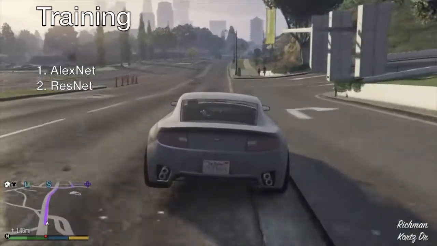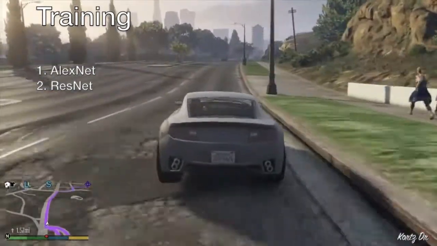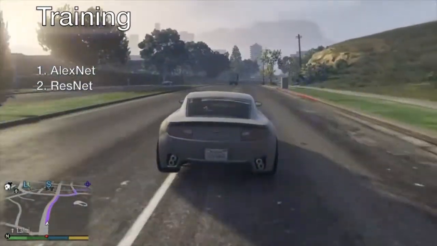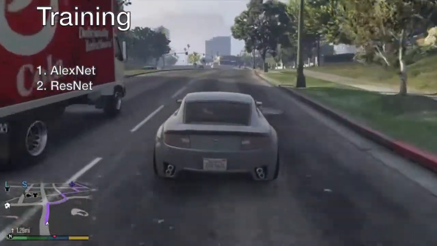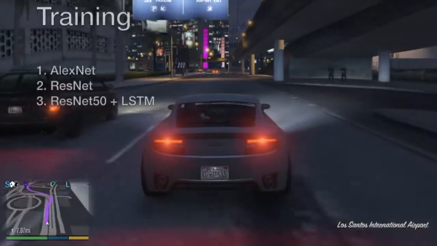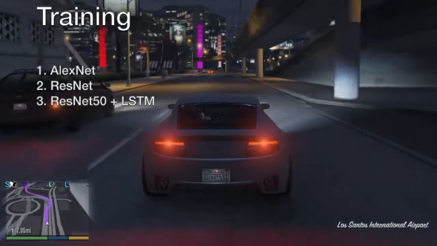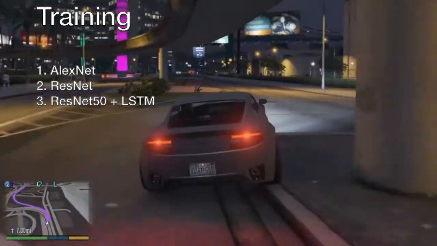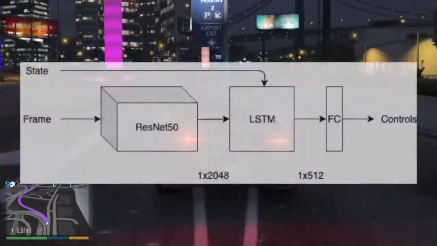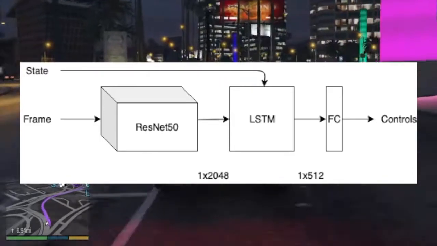Finally, we observed that while ResNet 50 was doing really well, it didn't have a good sense of speed and movement. To solve this problem, we introduced an LSTM cell before the final inference step. This vastly improved the neural network's ability to accelerate and brake appropriately. The neural network architecture that we finally settled on looks like this: ResNet 50 followed by an LSTM cell.